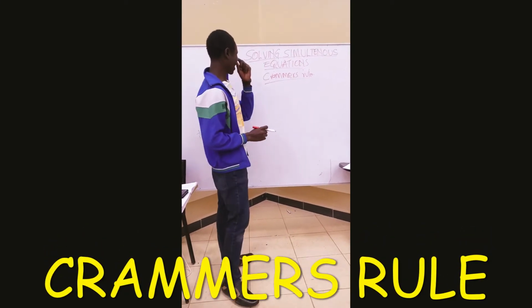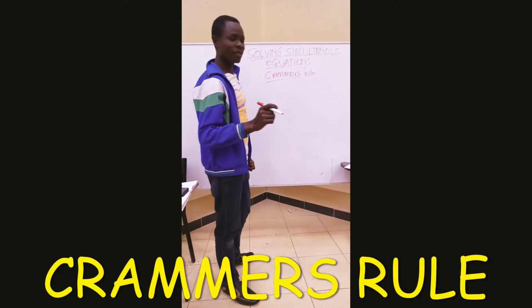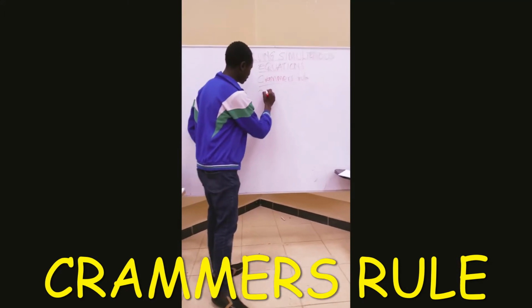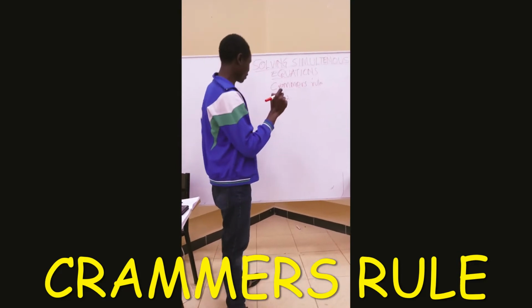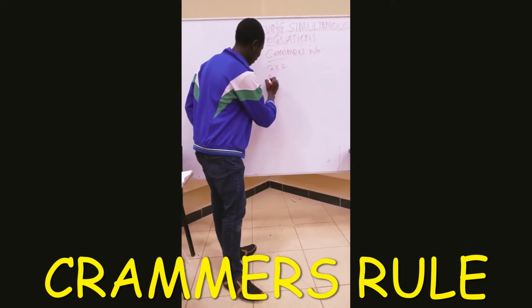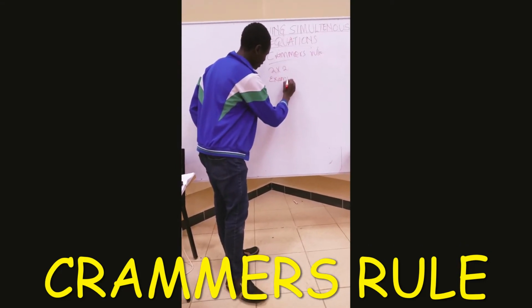Let's continue. So we're going to start with a 2 by 2 matrix. Solving a 2 by 2 matrix using Cramer's rule. So let's have this equation. Example. Let's have this simultaneous equation.